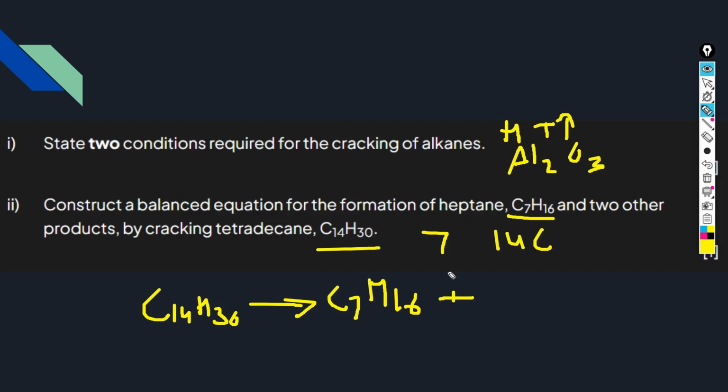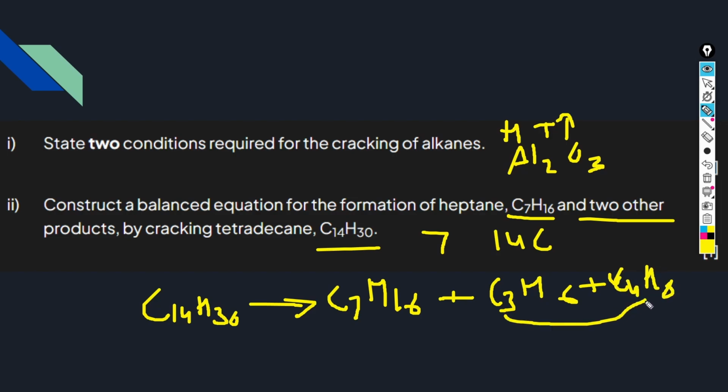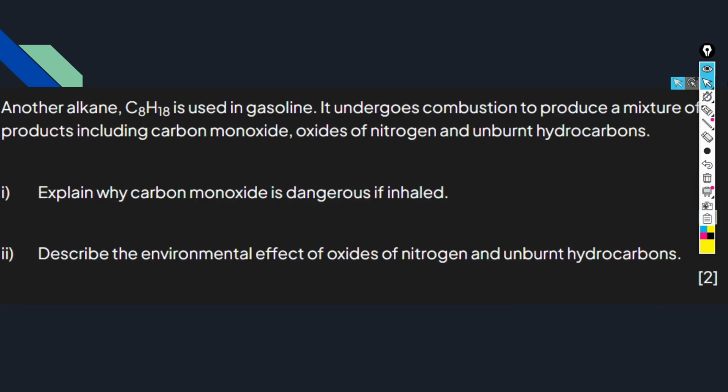There are multiple answers for this question, but the easiest to me is to form 2 alkenes. So we need to find 2 other products. It can be C3H6 and then C4H8, which adds to 7 carbons and 14 hydrogens. There are many other answers, as long as it adds up to 14 hydrogens and 7 carbons, it will be correct.